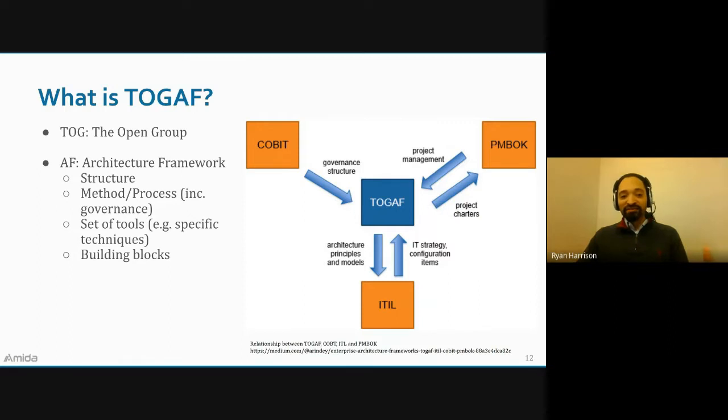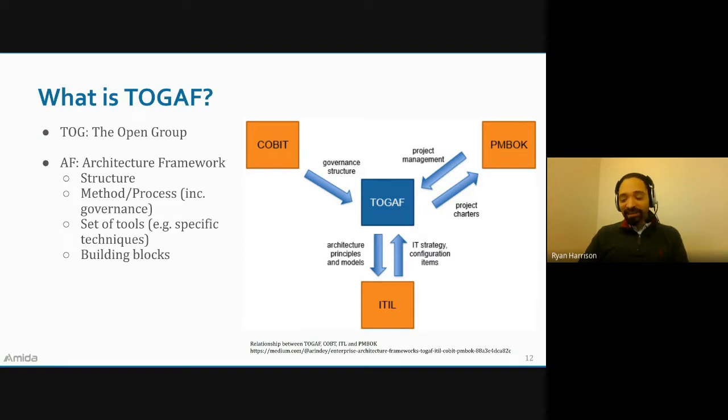It gives you a set of very well-defined tools and techniques, most of which are borrowed from other disciplines. So if you're looking for a particular view or a particular way of representing something, you can kind of go through TOGAF and say, oh, I don't need to reinvent the wheel. I can pull a radar diagram that shows capability maturity, for example, and apply that to my project.